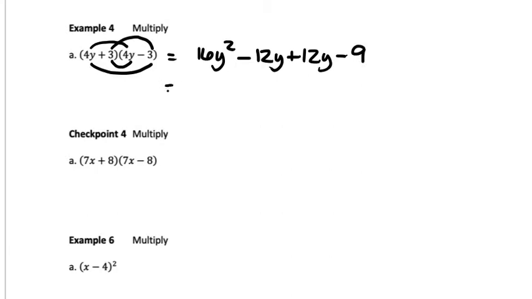Now, something weird happens here when we go to combine like terms. Negative 12y and plus 12y, those cancel out. And so I don't have a middle term, I just have 16y squared minus 9.